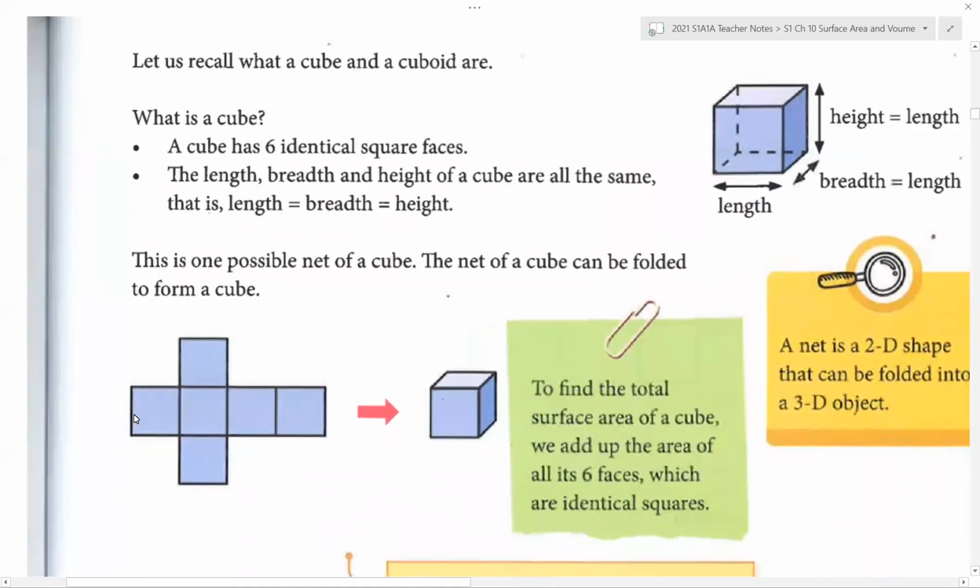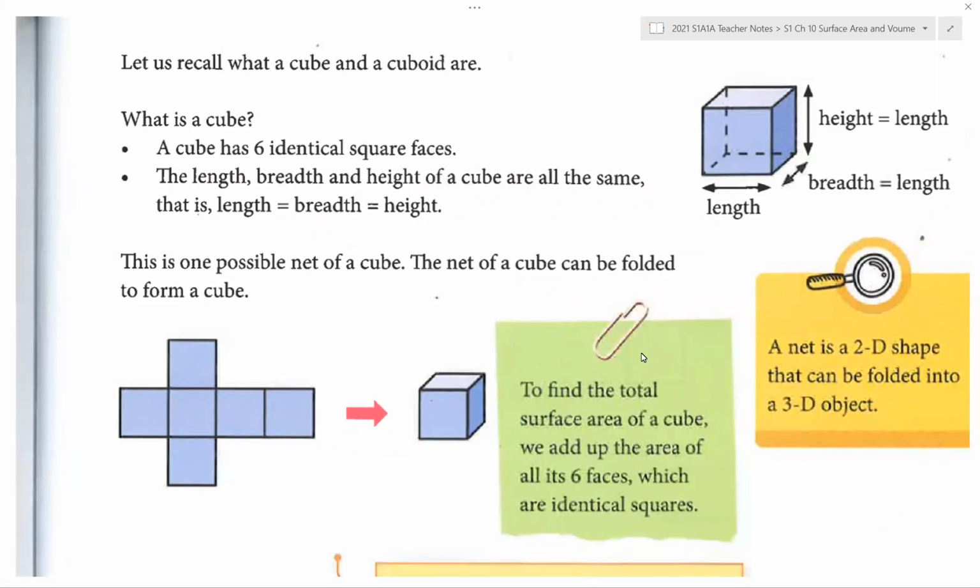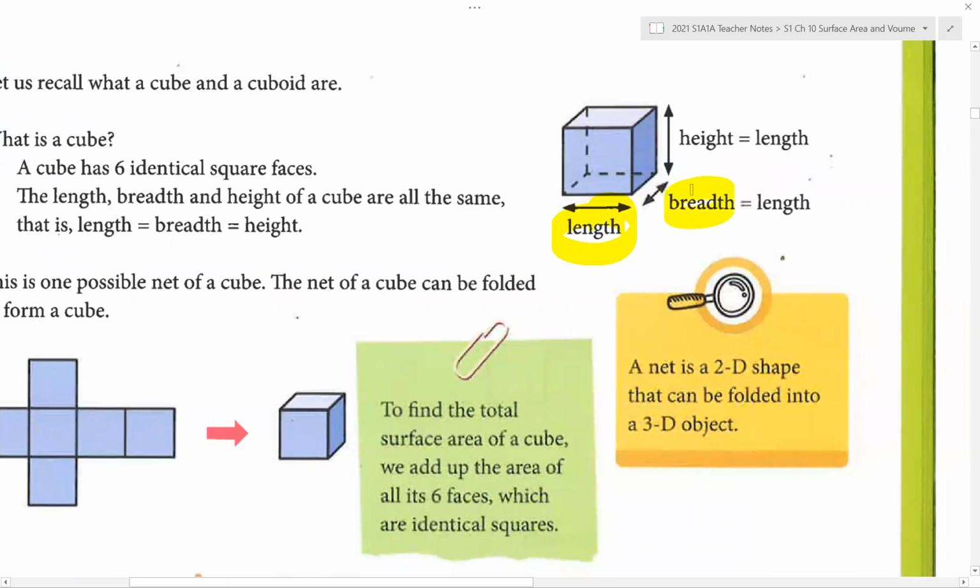Okay, so we mentioned just now a cube, the dice that you use to play, six-sided. It has the same length, breadth, and height. They are all the same. That is what we call a cube. So now, looking at this object that I have in my hand, is this a cube? Yes, sir.